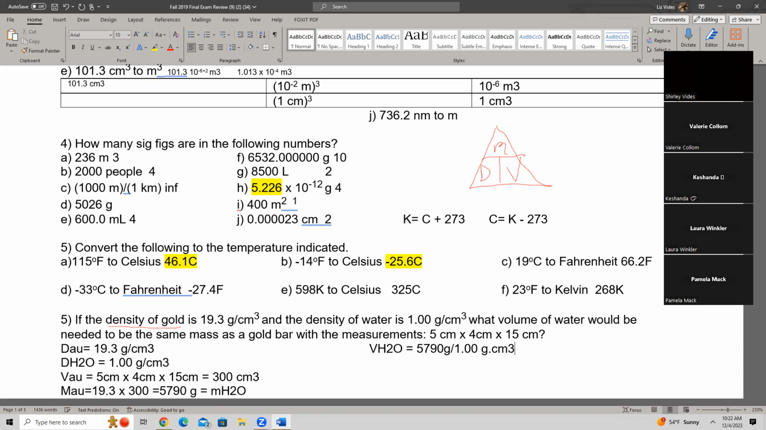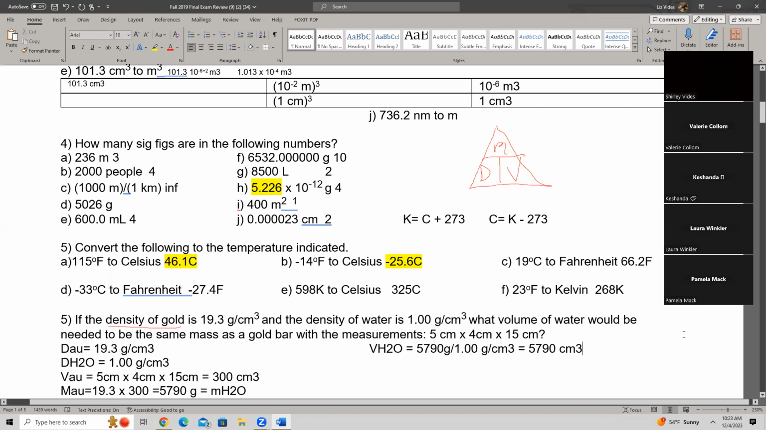Because that is what mass over density. Oops, that's times. That's meant to be that. Okay. That's going to be equal to 5,790 centimeter cube of water. Oops, sorry, cube. There. That's it. That's how you solve it.